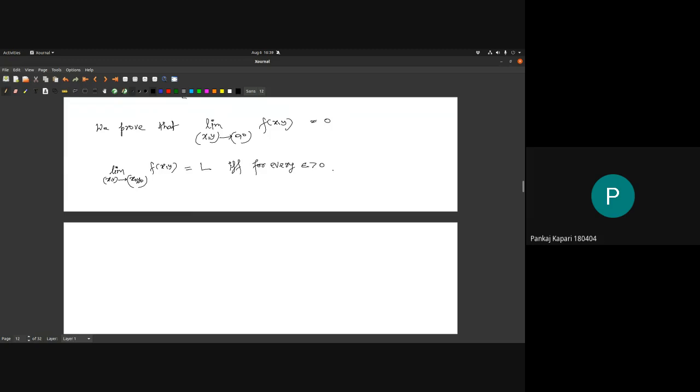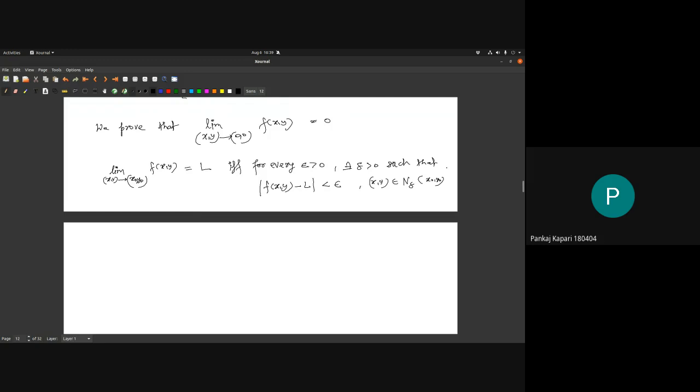So what do I want? This limit exists and is equal to L if and only if for every epsilon there is a delta. There exists some delta positive such that the distance of these functional values from the L is always very small whenever this (x,y) lies in some delta neighborhood. Let me write it, delta neighborhood of (x naught, y naught).